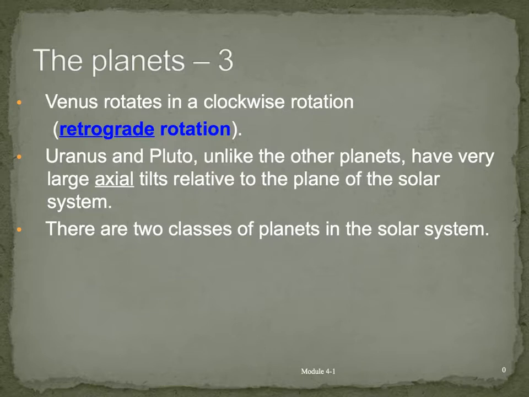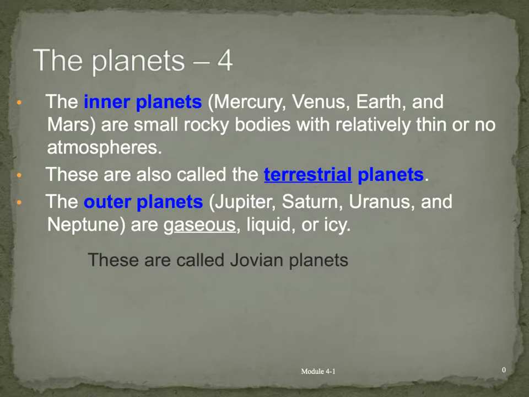There are 2 classes of planets in the solar system. The first class of planets are called the inner planets: Mercury, Venus, Earth, and Mars. These are small rocky bodies with relatively thin or no atmospheres. Since they have a rocky surface, they are called terrestrial planets.